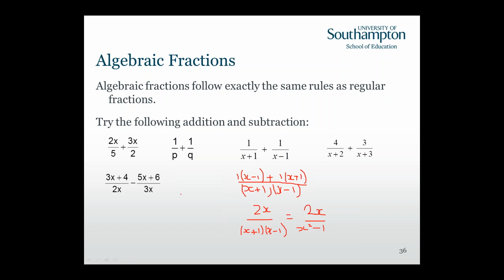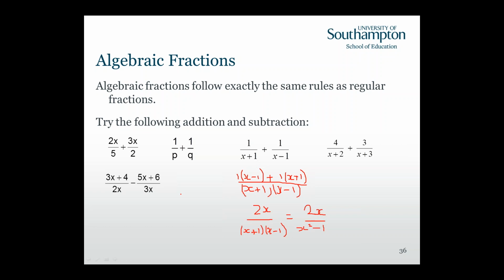Right, so a common denominator would be 6x squared because 2x times 3x. So above that I've got 3x times 3x plus 4, which comes out as 9x squared plus 12x. Take away 2x times 5x plus 6, which comes out as 10x squared plus 12x. So simplify them down, you get negative x squared over 6x squared. Take out the common factor of x squared, you get negative 1 over 6. Yeah.